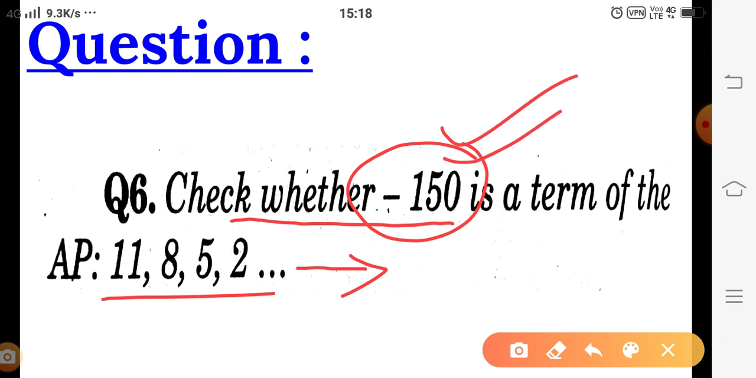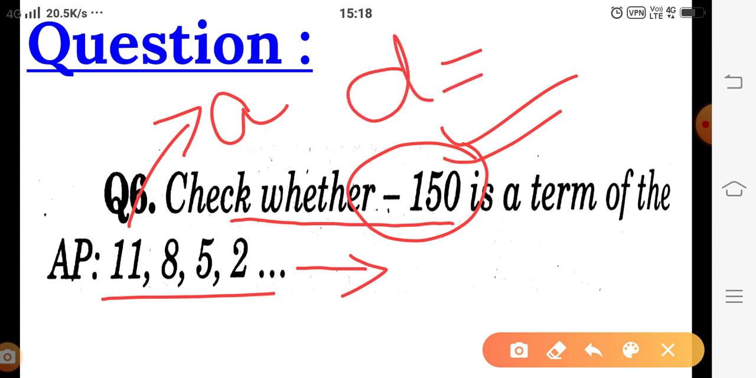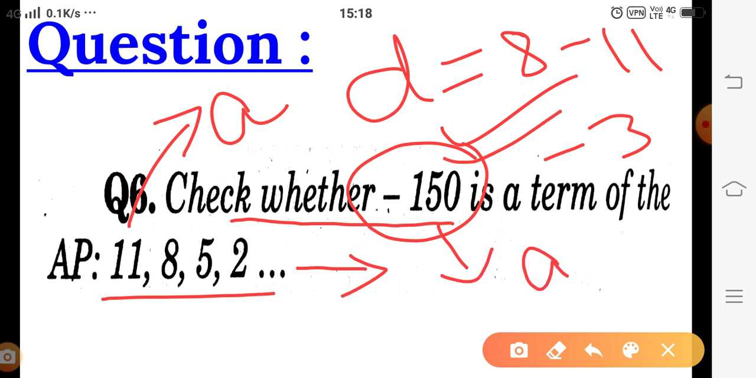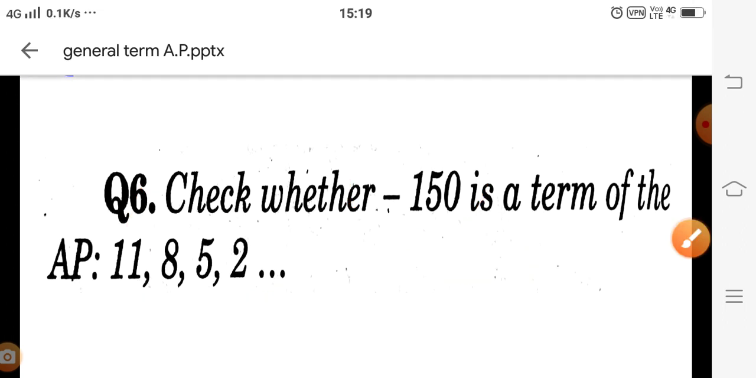Then for checking this, we are considering it is the nth term of the given AP. If the AP is given, then we are able to tell the value of A and the value of D, the common difference. A we are getting 11, and for finding D, 8 minus 11, we are getting minus 3. Value of A and D we are getting from the given series, and this minus 150 we are considering is the nth term of the AP.